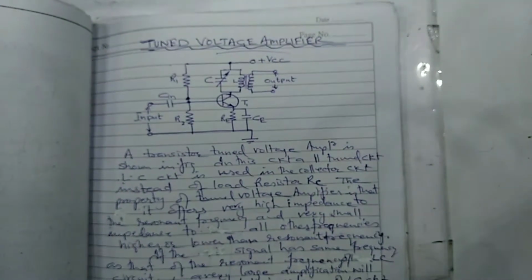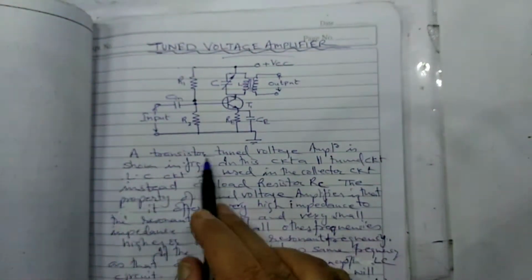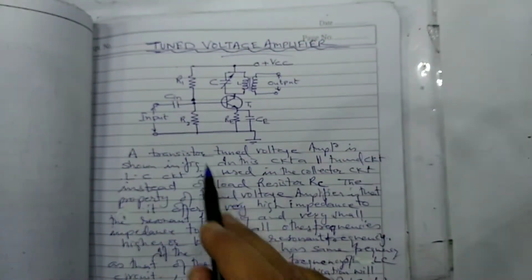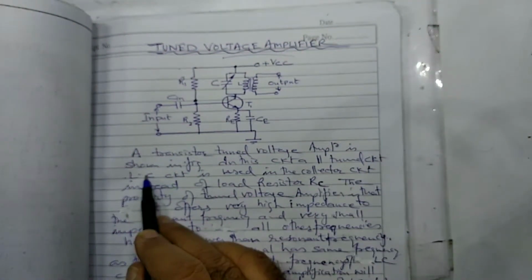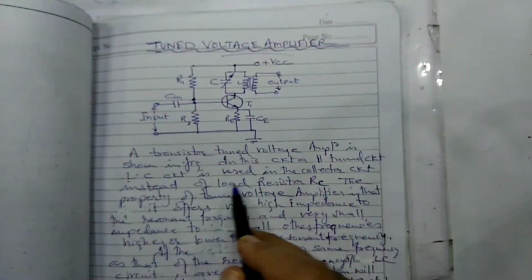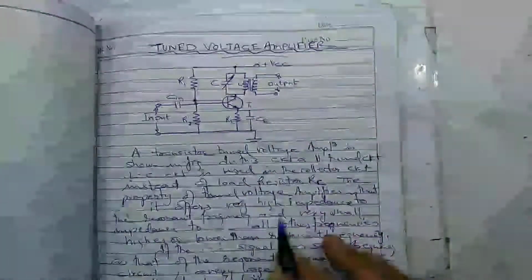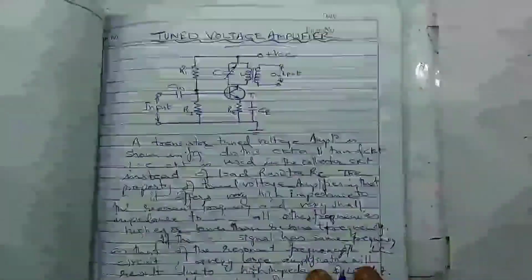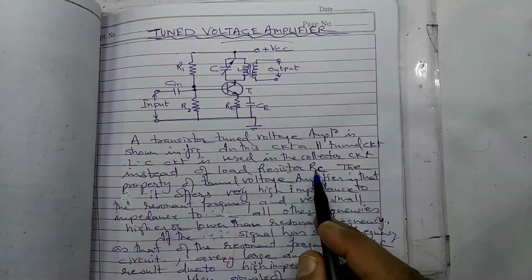Now, the tuned voltage amplifier circuit is shown in the figure. A transistor tuned voltage amplifier is shown in the figure. In this circuit, a parallel tuned LC circuit is used in the collector circuit instead of the load resistor RC. This is the LC parallel resonant circuit, used instead of the load resistor RC.